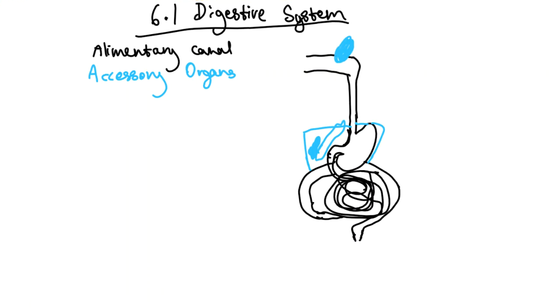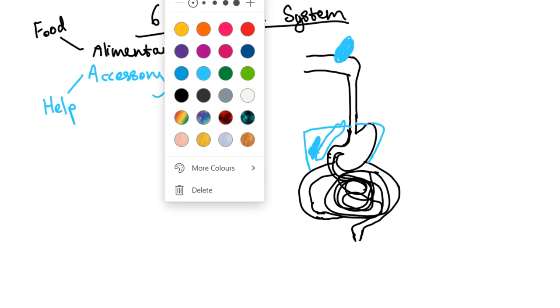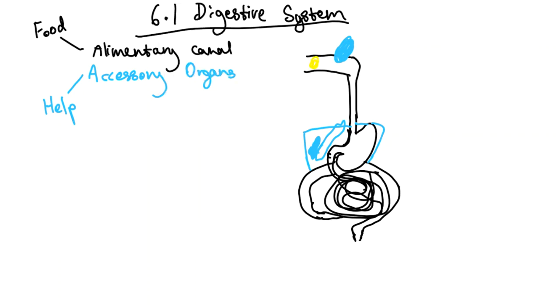The alimentary canal is basically where the food actually passes through. And the accessory organs are the organs which help with digestion but are actually not passing food along at all. So let me just draw in yellow what food would be. So food enters the mouth and it's both bitten by teeth, mechanical digestion, and also the salivary glands right here.